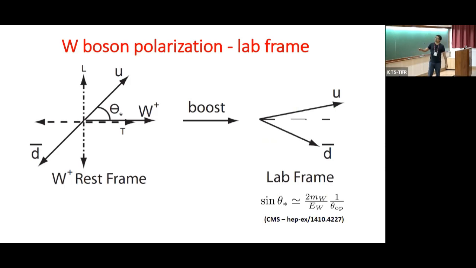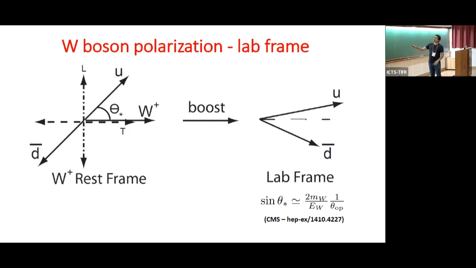Okay, so now if we look at W boson polarization in the lab frame, if I boost my parton level kinematics to the lab, so now this up and down quark, after a large boost, the up quark will, if the angle is acute, have a larger momentum, whereas the down bar quark would have a slightly smaller momentum and be at a slightly wider angle.